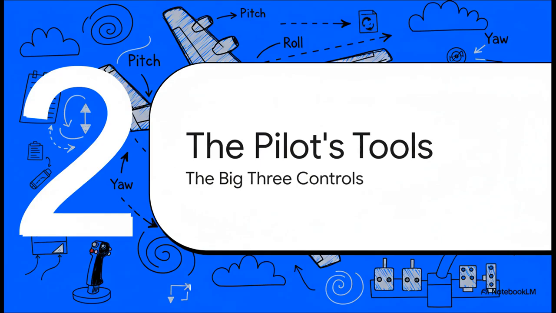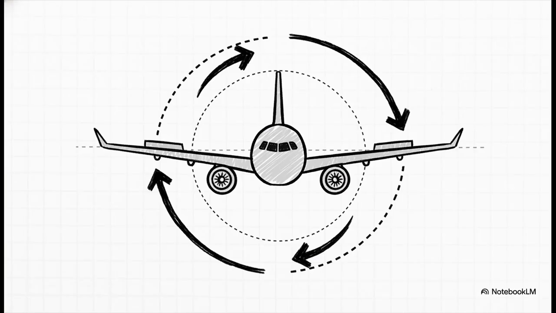All right, so these are the pilot's primary tools, the big three. We're talking about the ailerons, the elevator, and the rudder. And each one of them has a very, very specific job to do. First up, we've got the ailerons. Their whole reason for existing? To make the airplane roll. That's it, tilting the wings left or right.